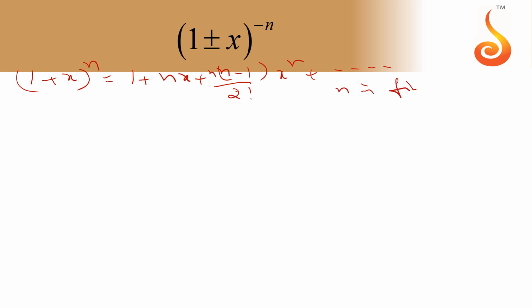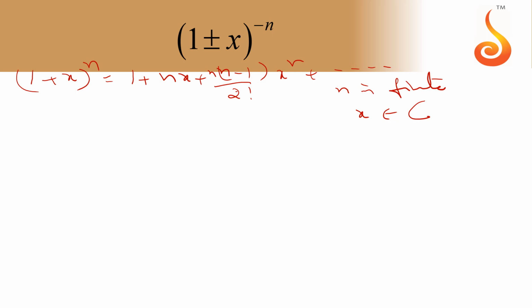Then, binomial theorem for any rational index. You know that the binomial theorem for any rational index: (1 plus x) whole power n is 1 plus nx plus n into (n minus 1) by 2 factorial into x square plus so on to infinity. So if n is finite, x can be any complex number and the expansion will be finite.